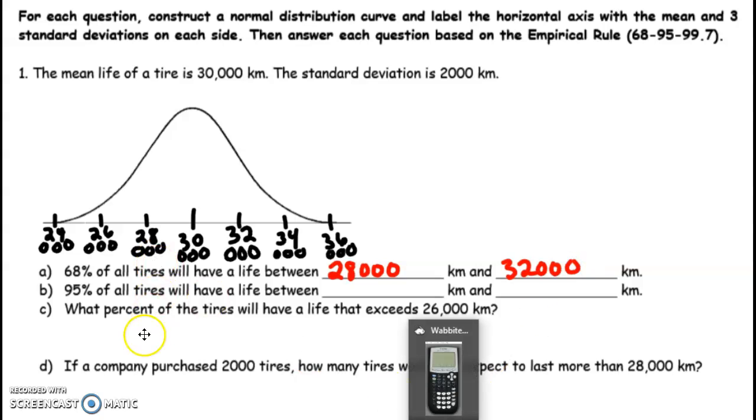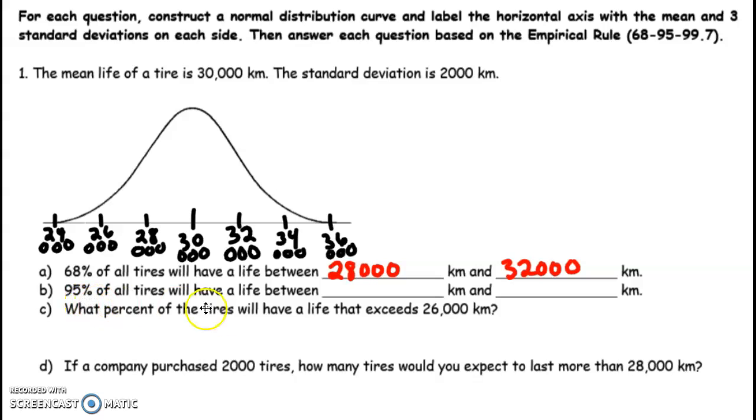Next question, part B: 95% will fall between what 2 distances? The empirical rule tells me that 95% of values will fall within 2 standard deviations. So here I am at 26,000, that's 2 standard deviations below, to 34,000, which is 2 standard deviations above.